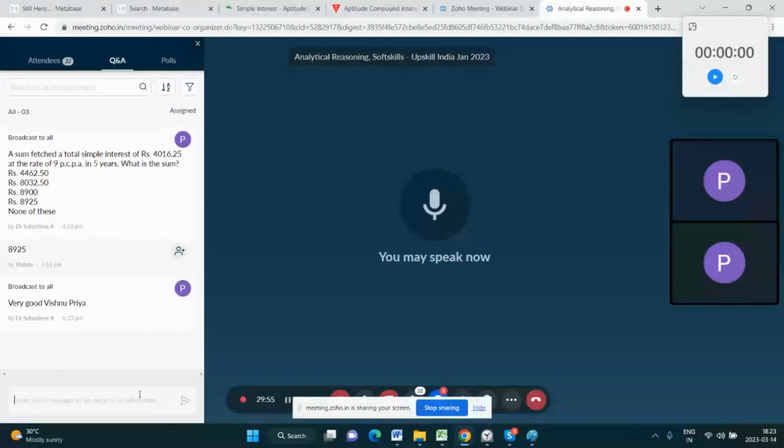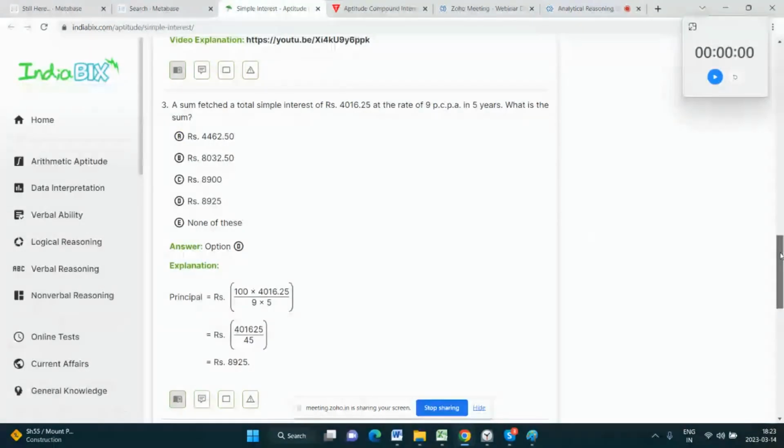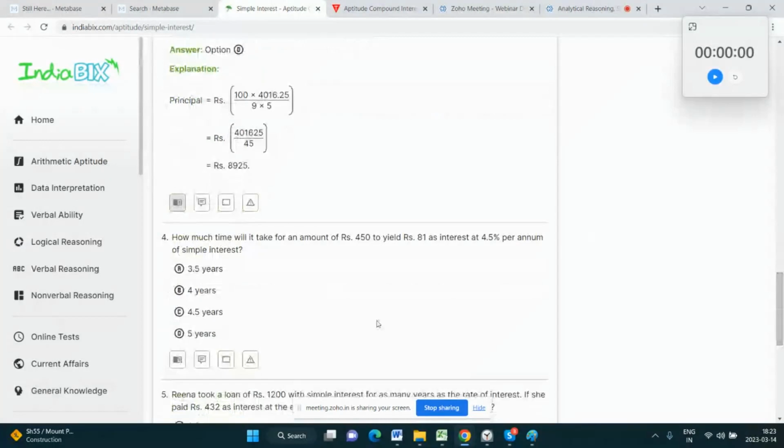So now we will move on to the next sum. Again, I will give you 3 minutes. How much time will it take for an amount of rupees 450 to yield 81 as interest at the rate of 4.5% per annum of simple interest?